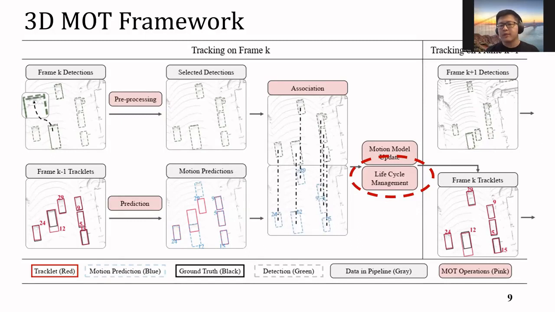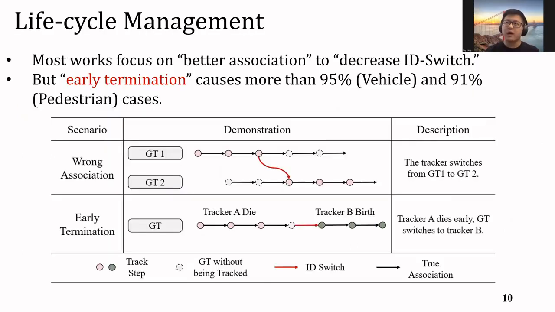And then the final part is about how we can do lifecycle management. Lifecycle management means how we can determine if a track is alive or dead. Most of the works focus on better association because they think this is the main source of ID switches. However, after doing some data analysis, we find out that early termination accounts for more than 90% of the ID switches, which is really surprising.